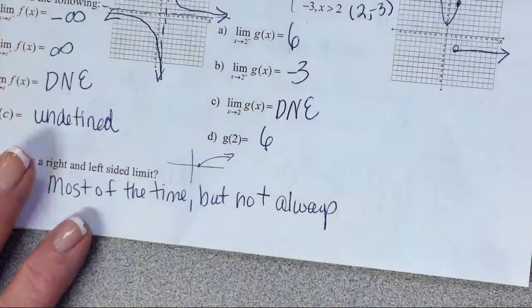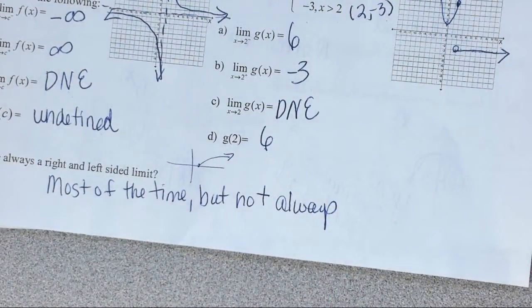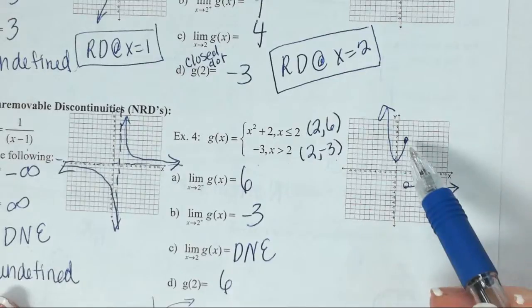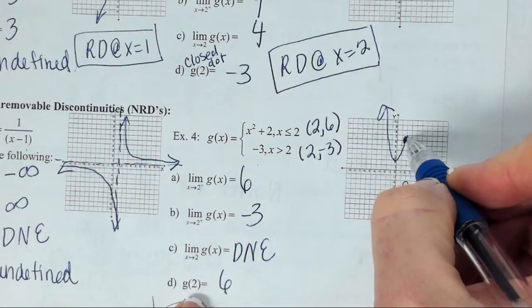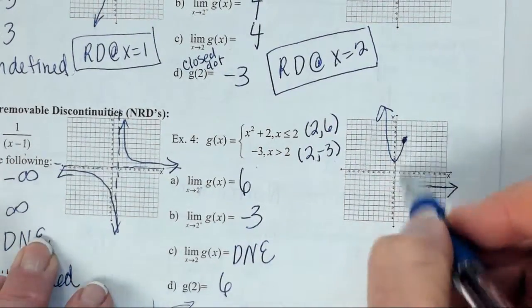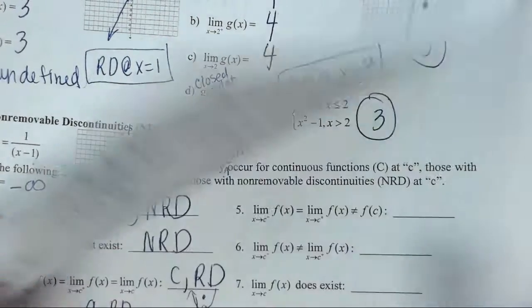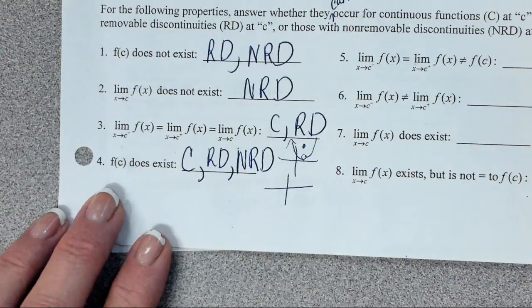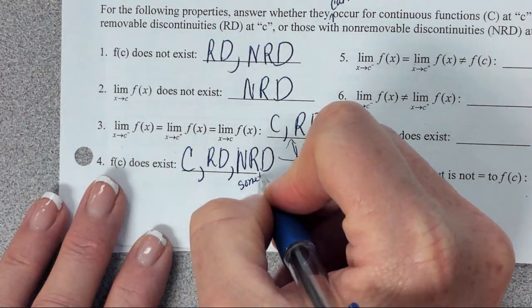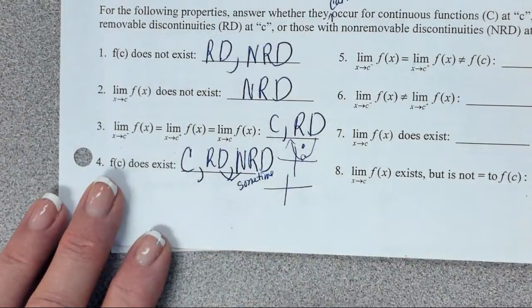What about, let's look back here. Look right back here, on example 4 on the front. On this example 4, can you see how we do have an f of c value here? We had a g of 2. This was a closed dot. So we have it there, but we don't have it there. That's a non-removable discontinuity. So this can happen with non-removable discontinuities too. Not always, but it can. And maybe underneath there we should just put sometimes. It's sometimes for both of those.